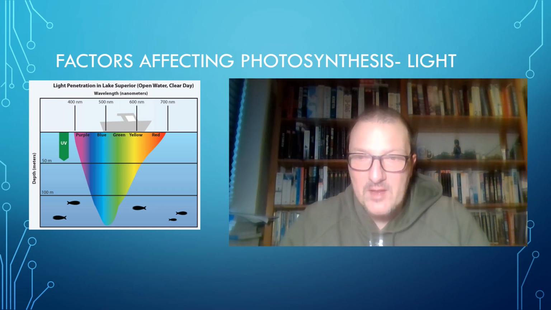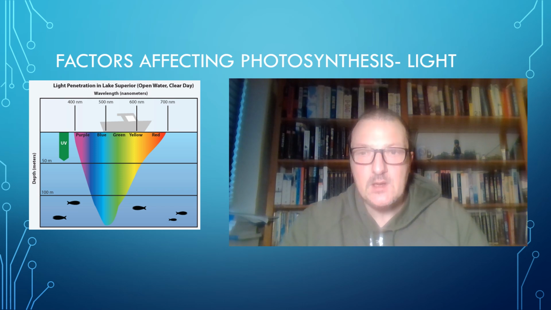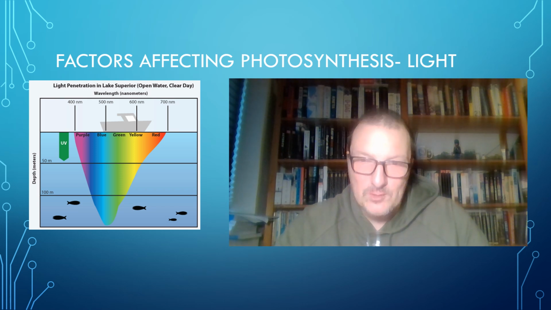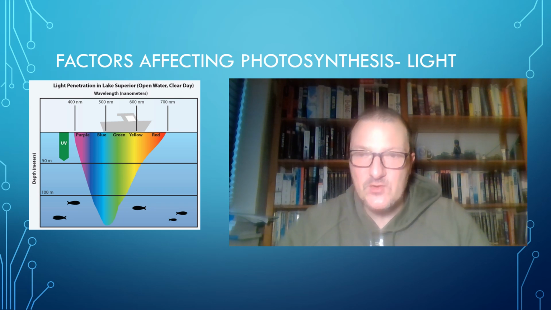Now we're going to have a look at the different factors that affect photosynthesis. The most important one, well, they're all important, but the first one is, of course, light. Without light, we can't have any photosynthesis. On land, that's why we see the trees growing higher so they can get more light.